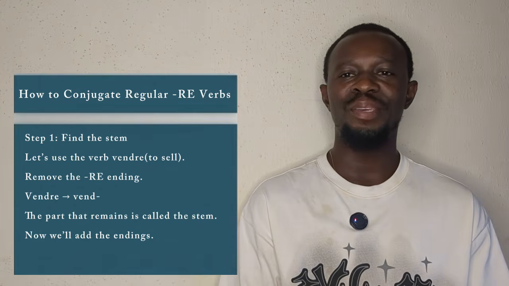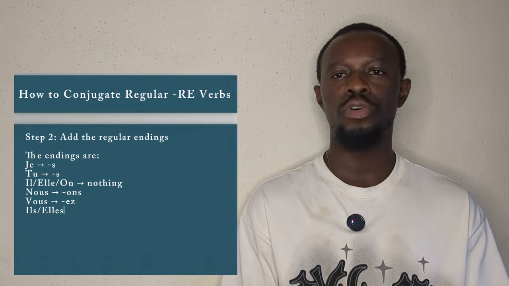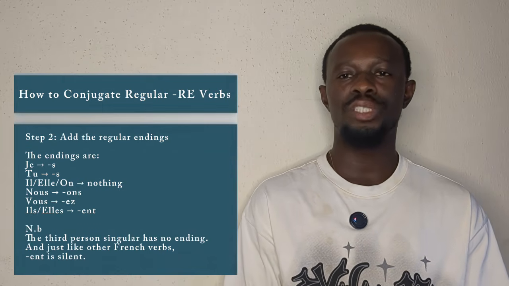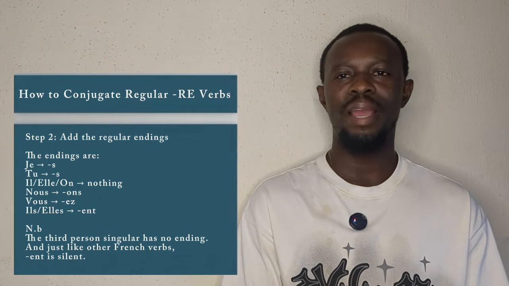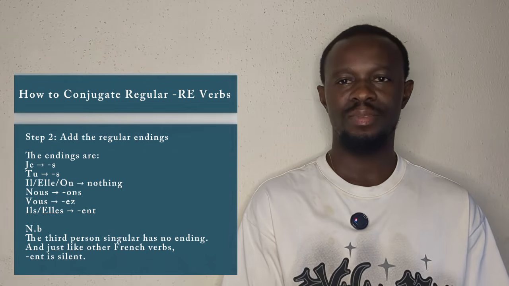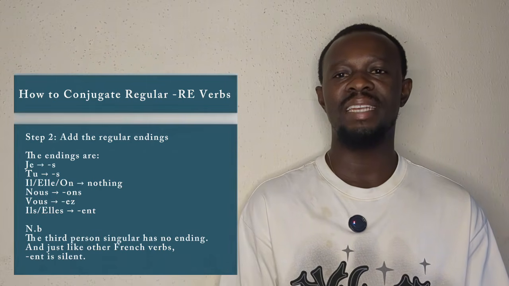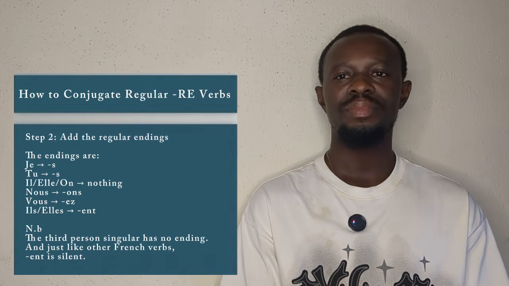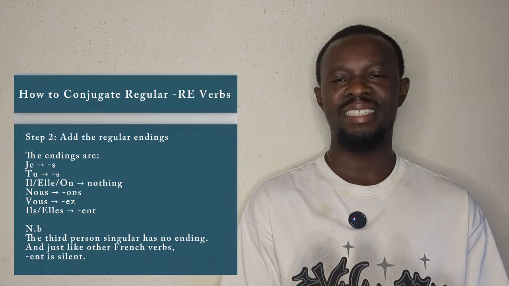Now, we're going to add our unique endings. What are our unique endings? For je, we add S. For tu, we add S. For il, elle, we do not add anything. You leave it blank, like nothing. For nous, we add ONS. For vous, we add EZ. And for ils, elles, we add ENT. Notice something interesting. The third person singular has no ending. That's why we said we leave it empty. We do not add anything. And just like other French verbs, the ENT is always silent.